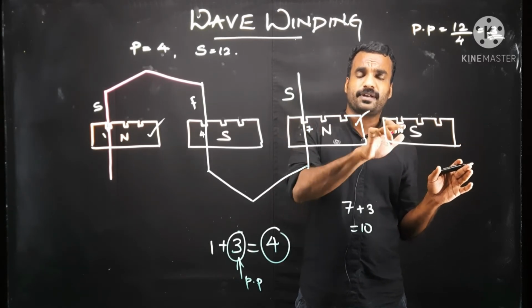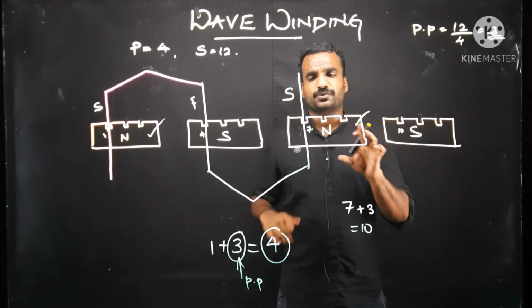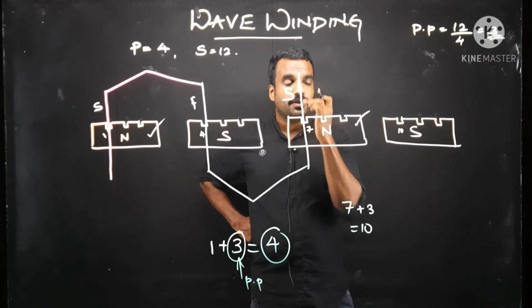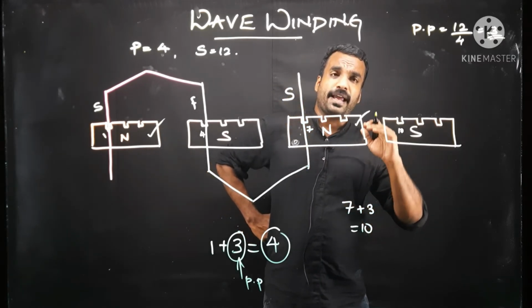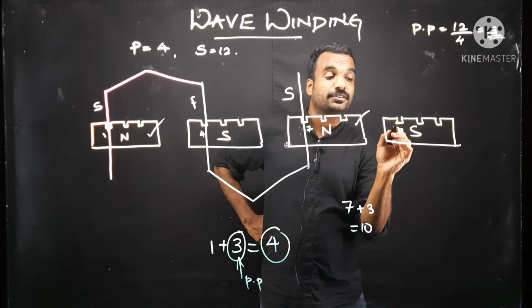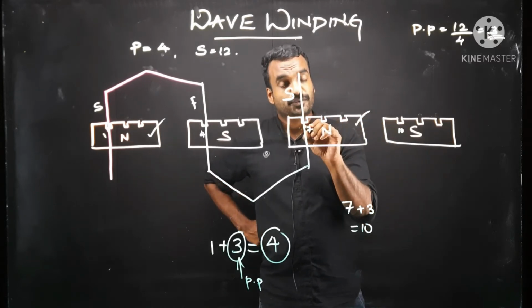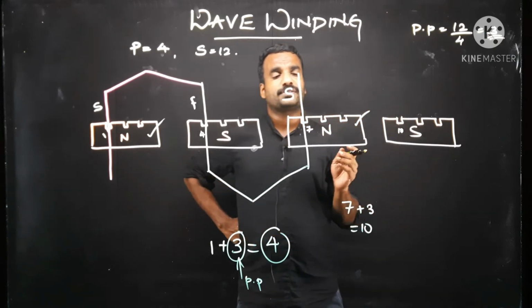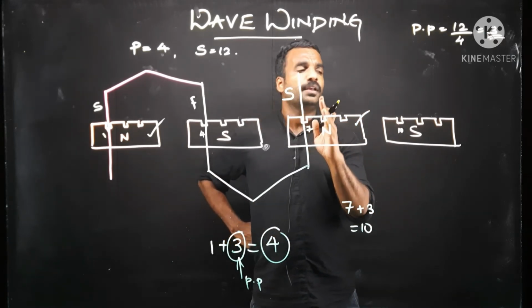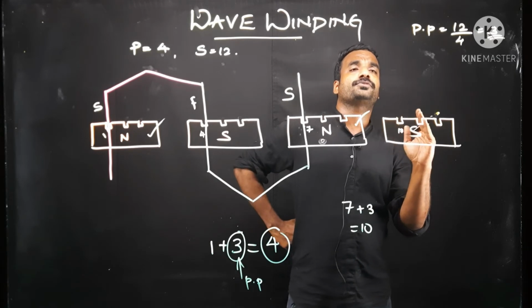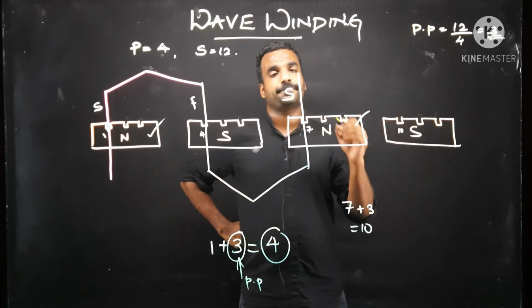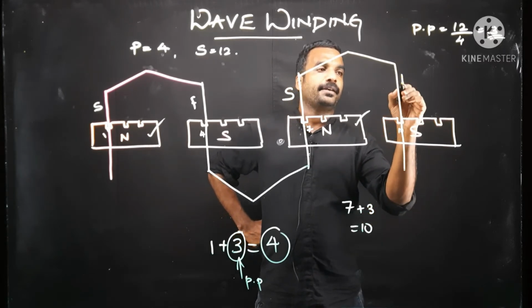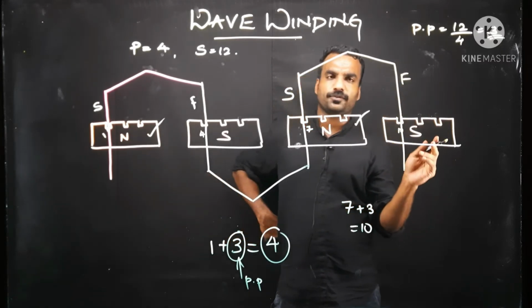So similar points of the adjacent pole should be used. If you are starting at the first slot of north pole, for placing the finishing end you have to go to the first slot of south pole. If you are standing in the second slot of north pole, then you have to go to the second slot of south pole for placing the finishing end. So now I am placing the finishing end in the first slot of south pole.